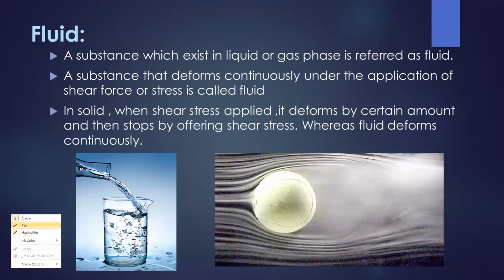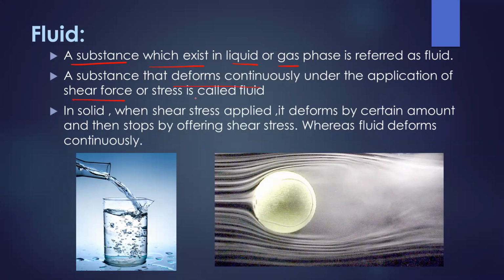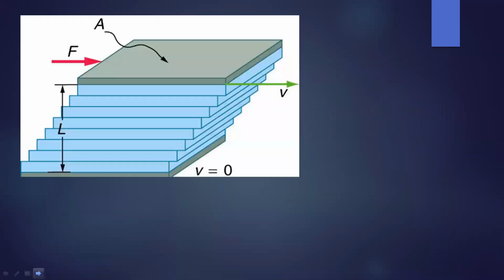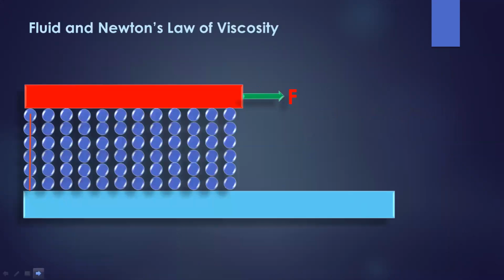The definition of fluid: a substance which exists in the liquid and gas phase, a substance that deforms continuously under the application of shear force or shear stress. This is the more technical definition. Compared to a solid, the difference is that a liquid will continuously deform when you apply a force or pressure.